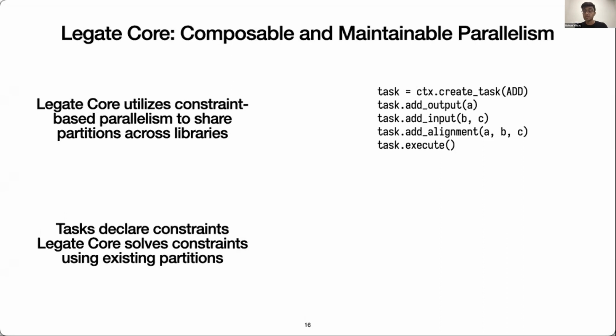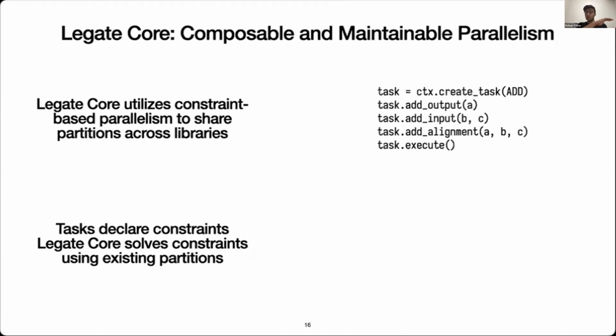It's going to have an output array A and two input arrays B and C. The constraint you would add to this particular task is that A, B, and C need to be aligned. That just means that I don't really care how A, B, and C are partitioned, but all I know is that those three partitions of the arrays should all line up together. And this allows us to compactly encode all possible partitionings that A, B, and C could have.